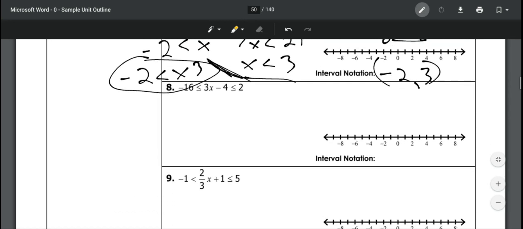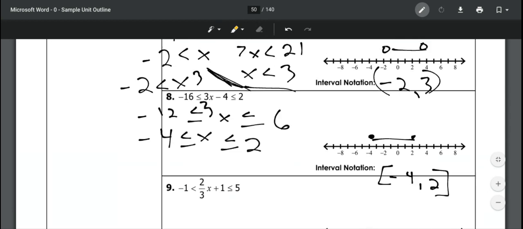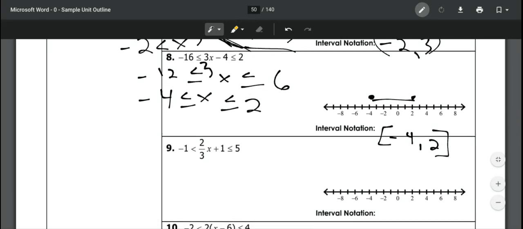Okay. So go ahead and try number 8. And pause it and then come back to it. Okay, if you look at number 8, pause it if you need to. That should be your answer there.